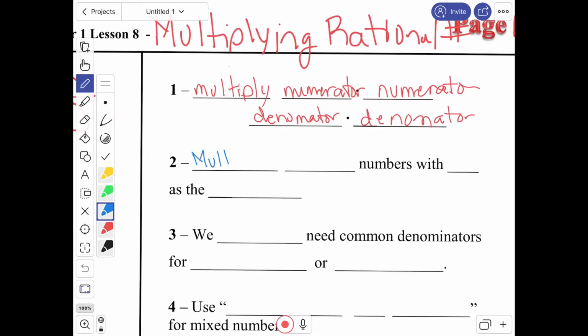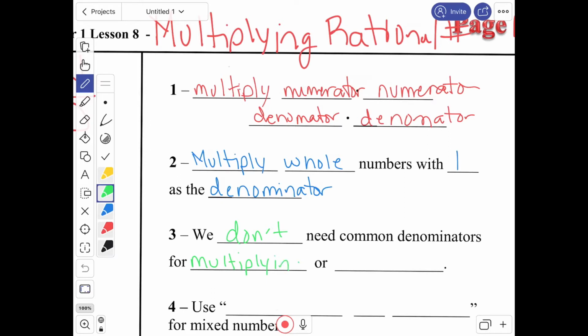And if one of them is a whole number, we multiply whole numbers with a 1 as the denominator. The best part about multiplying is we don't need common denominators for multiplying or dividing.